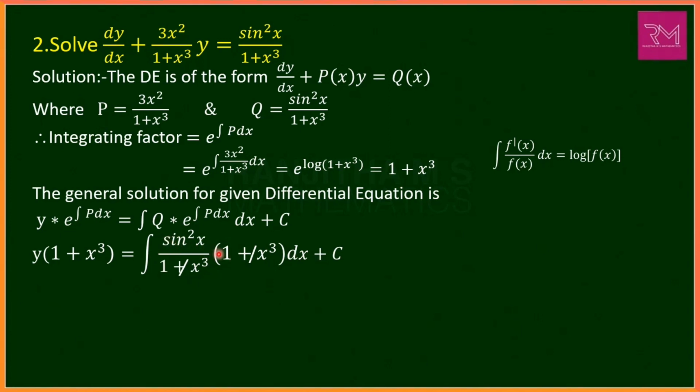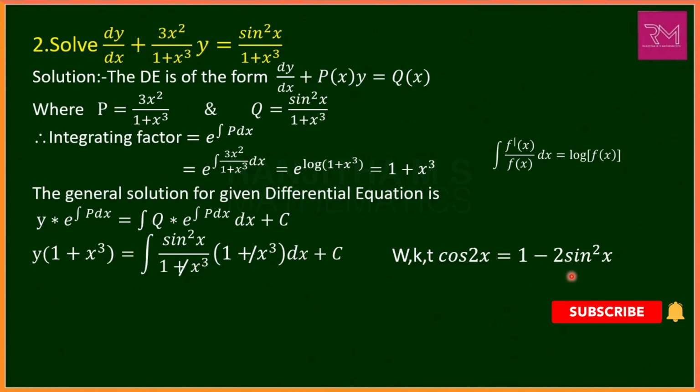We can't integrate directly. So to make the simplification easy, we have to substitute. Here we know that cos 2x value is 1 minus 2 sin square x. Using this formula, if we take cos 2x to the right hand side and 2 sin square x to the left hand side, that becomes sin square x is 1 minus cos 2x divided by 2. Hence in the place of sin square x, we can write it as 1 minus cos 2x by 2.